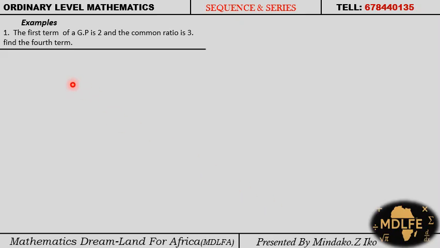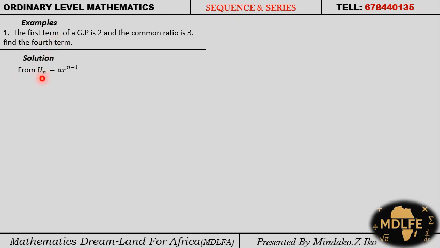So let's look at an example on that. Example 1. We have the first term of a GP is 2 and the common ratio is 3. Find the fourth term. Okay, so let's look at the solution.